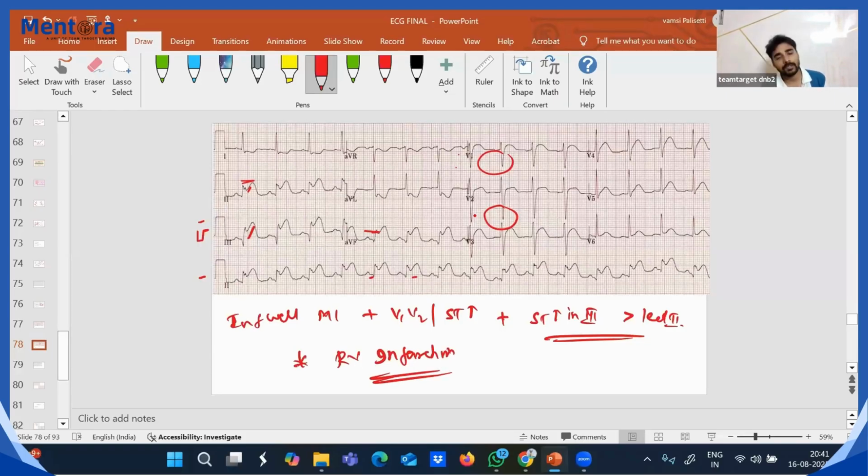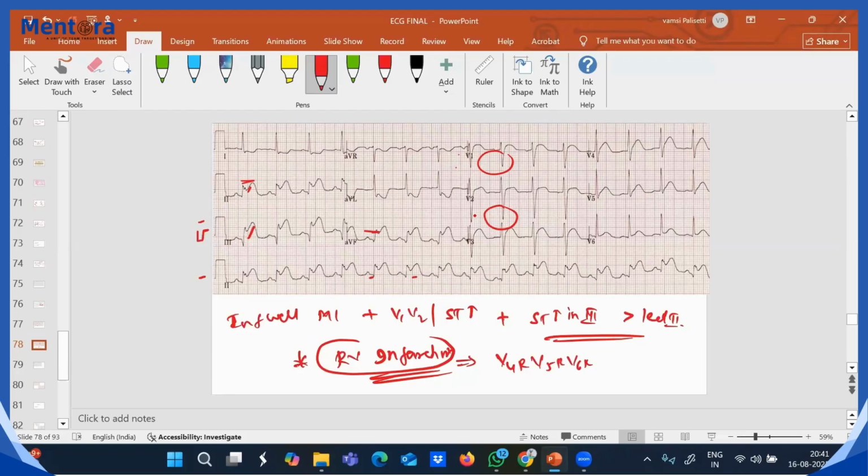Okay, that's the only thing I want to mention here, right ventricular infarction. So how will you confirm this? You can do V4R, V5R and V6R. You can just remove V4, V5, V6 and put them on the right side of the chest. Then you can see ST elevations in V4, V5, V6 also. That is called right ventricular infarction. Clear? This point is clear?